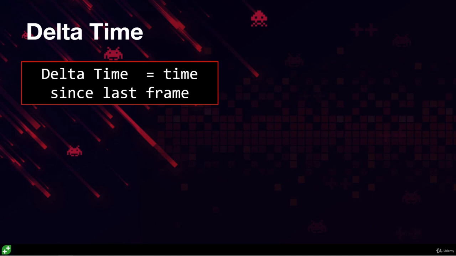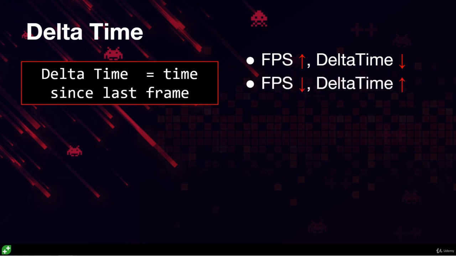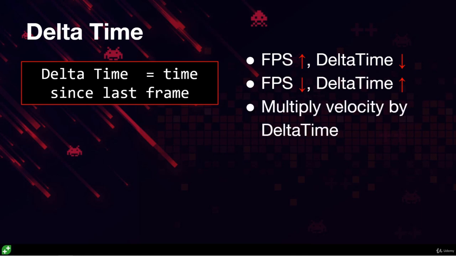Delta time is the time since the last frame. As our frames per second increase, delta time goes down. There's less time between frames as there are more frames in a given second. But as the frames per second go down, delta time increases. There are less frames in a given second, so the time between them is longer. So if we multiply velocity by delta time, then our velocity is scaled by the amount of time between frames.